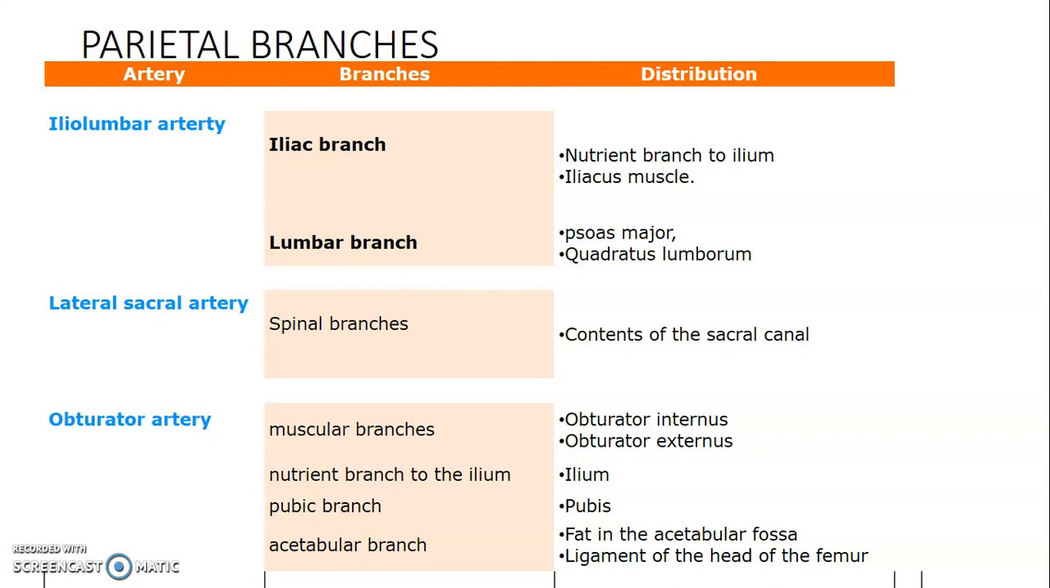So we have iliolumbar, which has an iliac branch and a lumbar branch. The iliac branch goes to the ilium and iliacus muscle. The lumbar branch supplies quadratus lumborum and psoas major. Lateral sacral artery will supply the spinal cord, and the obturator artery has muscular branches to obturator internus and externus, a nutrient branch to the ilium and the pubis, and an acetabular branch through the ligamentum teres that is at the head of the femur.